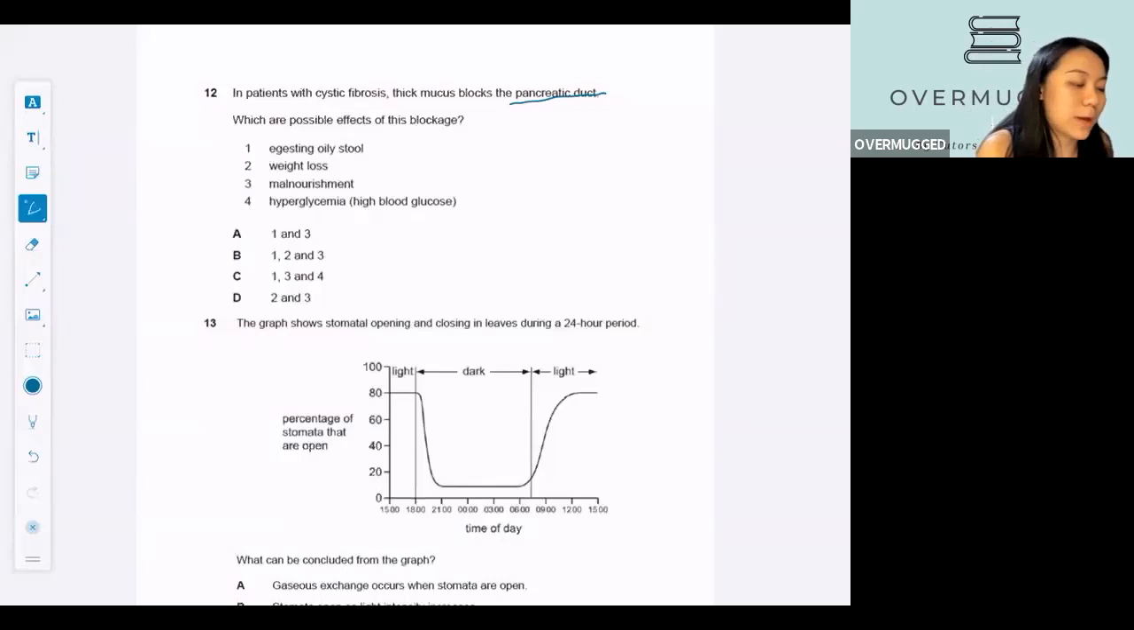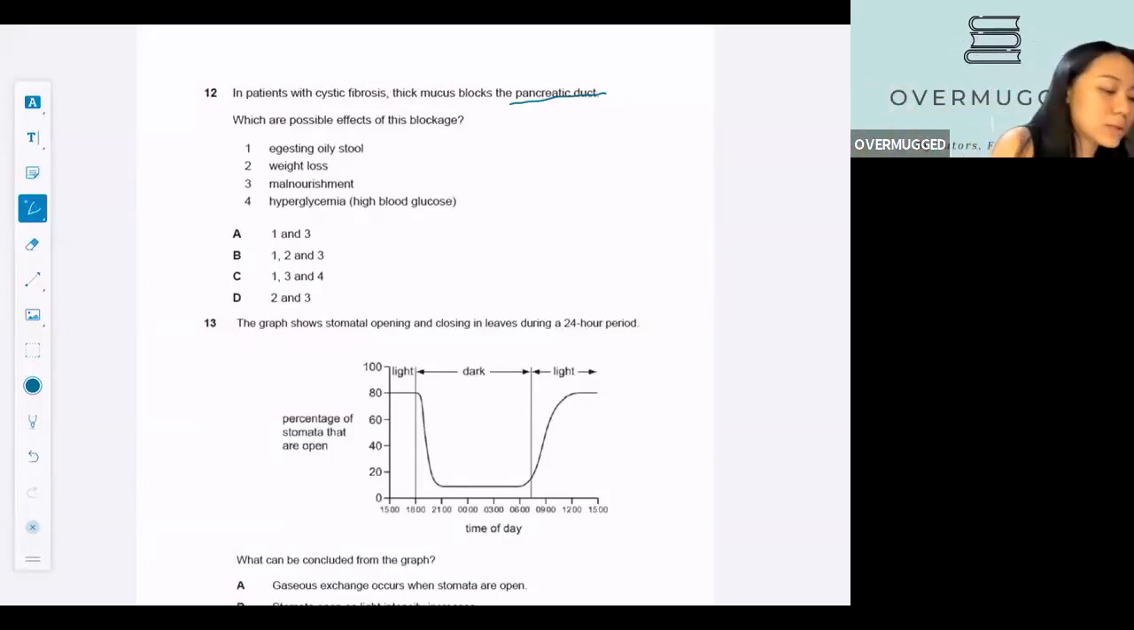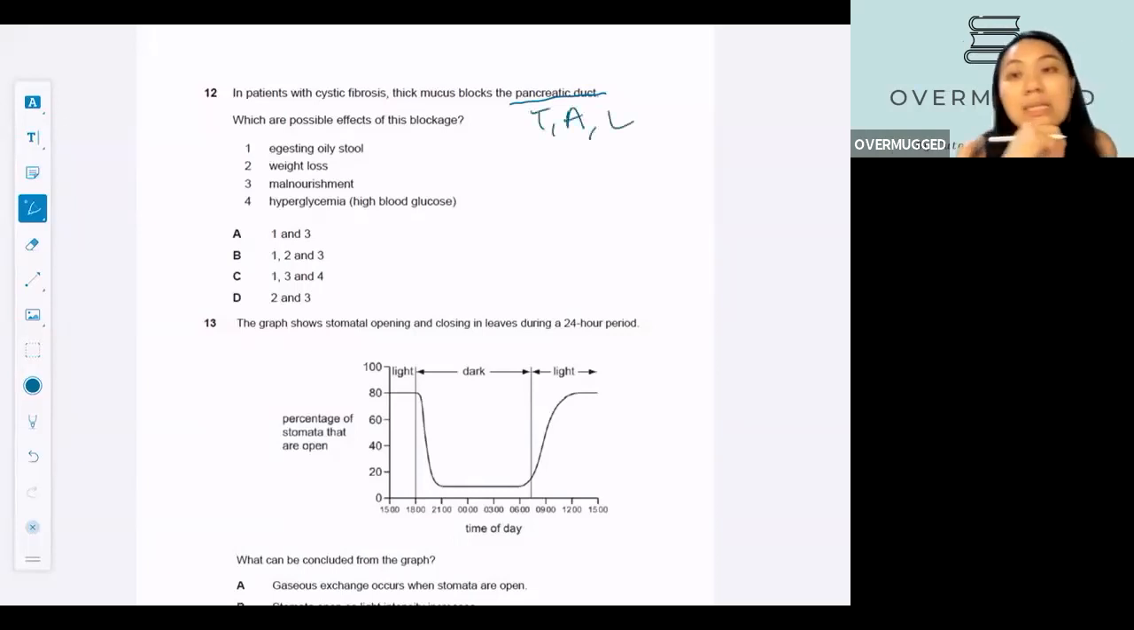What is the possible effect of this blockage? So let's say your pancreatic duct is being blocked. What will happen? When the pancreatic duct is blocked, firstly, what are the enzymes secreted by the pancreas that need to be released into the small intestine? Okay, so it's your TAL: trypsin, amylase, lipase. When it is blocked, it means these enzymes cannot enter the small intestine.